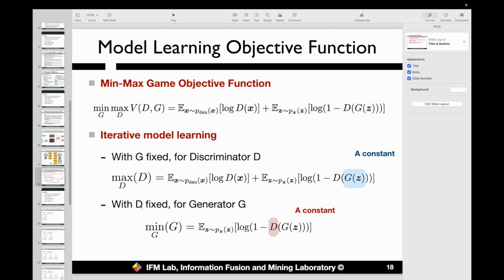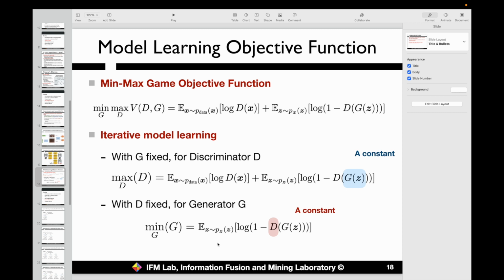The next step is that we have D fixed, and we want to optimize G, the generator. By fixing D, the max over D will be a constant. In other words, this first term will be a constant because D is constant, so we can remove this term. When optimizing the generator, we focus on the second term instead. It is a min over G of some function. If D is fixed, this D mapping will be a constant, so we optimize the generator by the second term only.